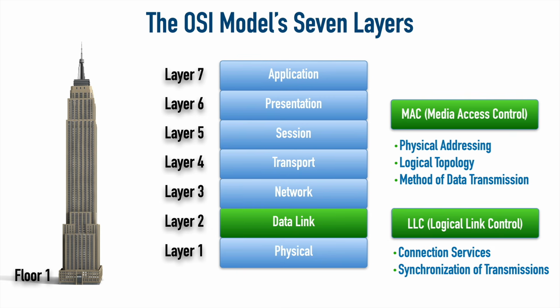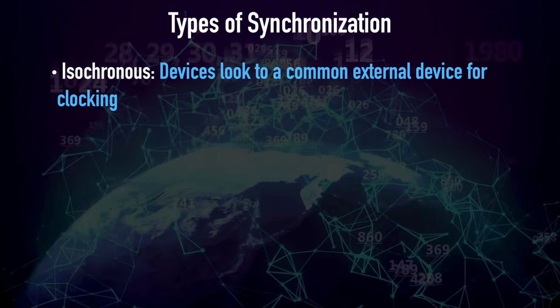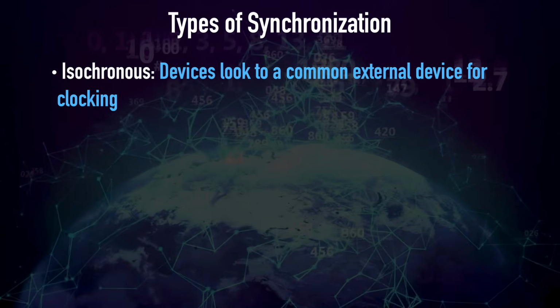Something else happening at the LLC sublayer is the synchronization of transmission. So the sender and receiver, they're agreeing on when the bits start and stop. This sounds a little bit like layer 1. Remember, some features can show up in more than one layer of the OSI model. But an example of synchronizing transmissions between sender and receiver, one example is isochronous communication. With isochronous communication, both the sender and the receiver reference an external clock to determine these different time slots.